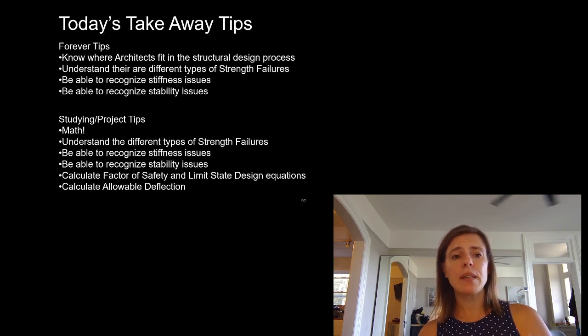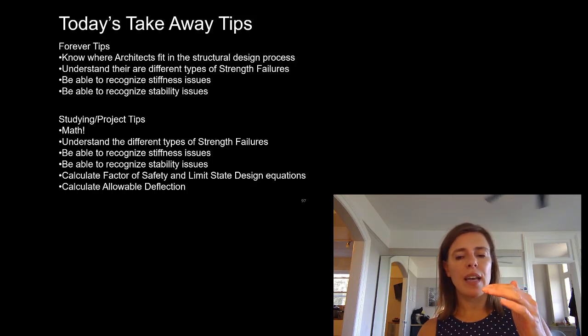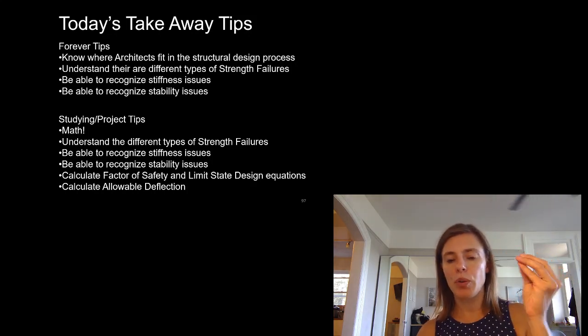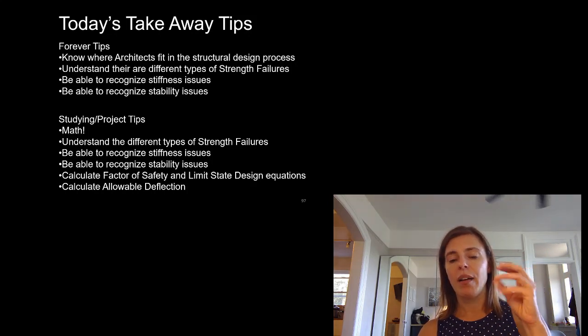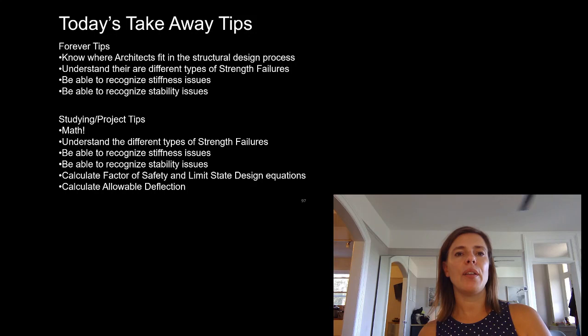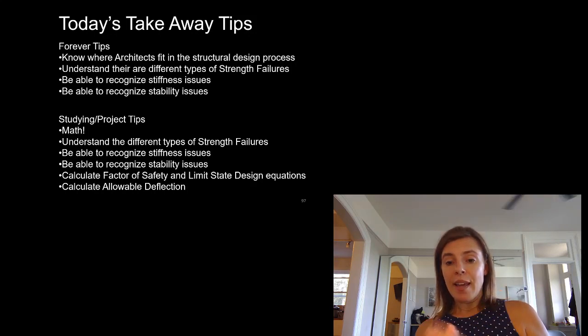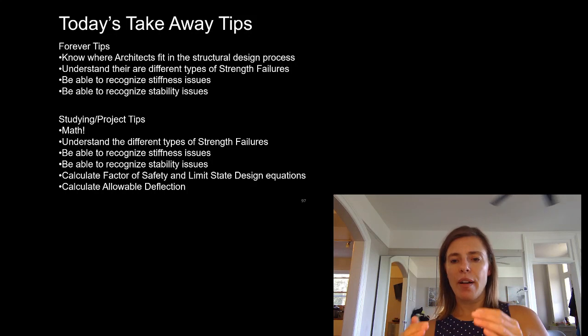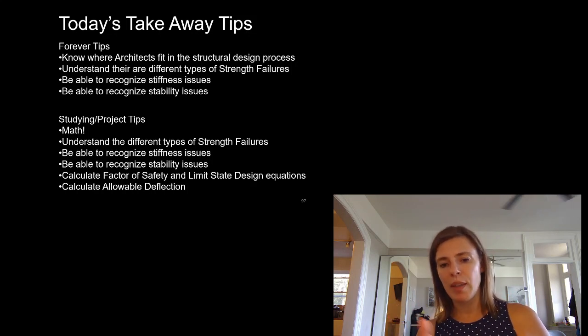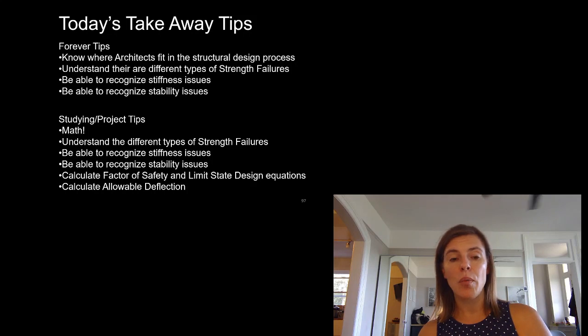So today's takeaway tips: you should know where architects and engineers fit in the design process. You should be able to understand that there are different types of strength failures. You should be able to recognize a stiffness or a stability issue. You don't have to be perfect at it, but you should have an idea of how it works, which is why those questions in the assignment are participation, where you have to write in the answer that I tell you. For actual studying and going ahead in the course, math. If you're not comfortable with math, get comfortable with math. Find someone that can get you comfortable with those things I outlined for you.